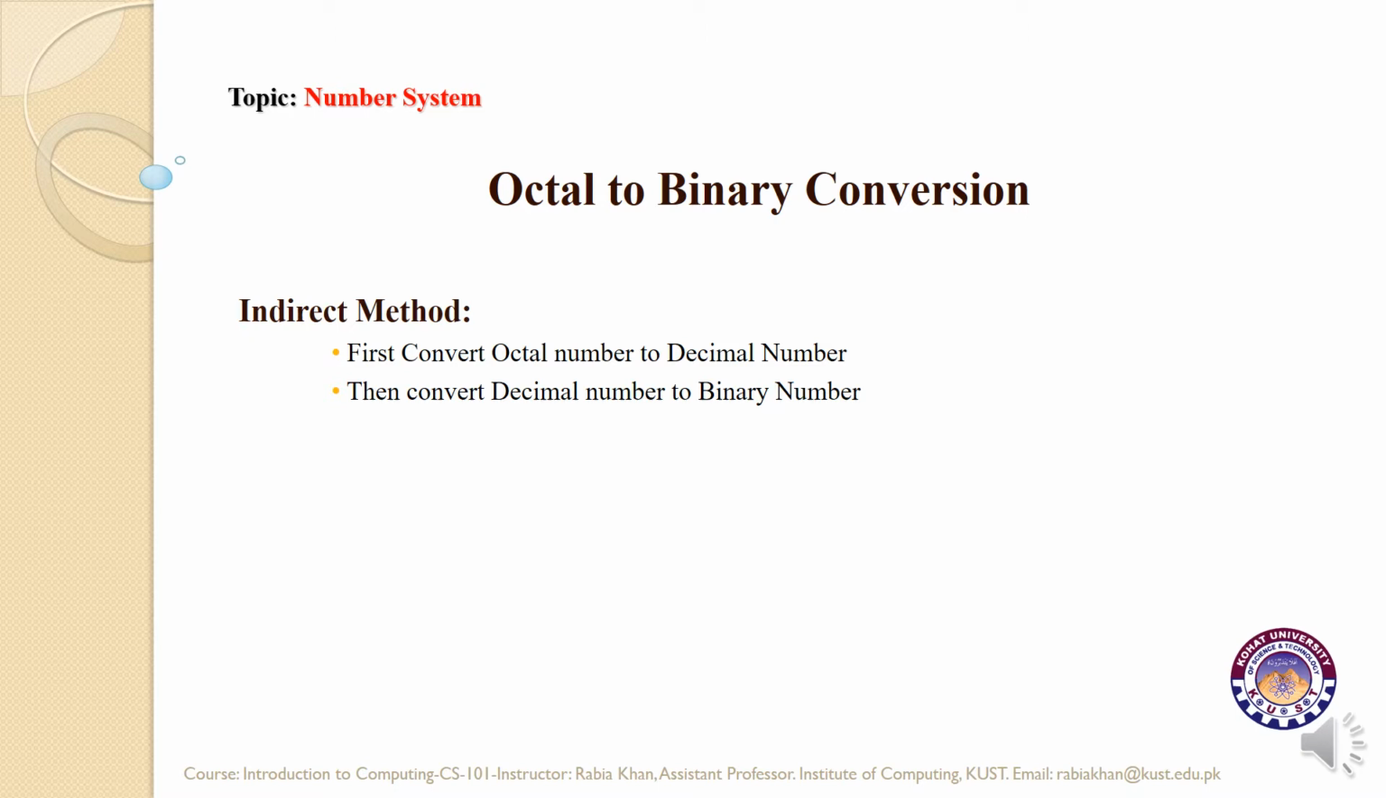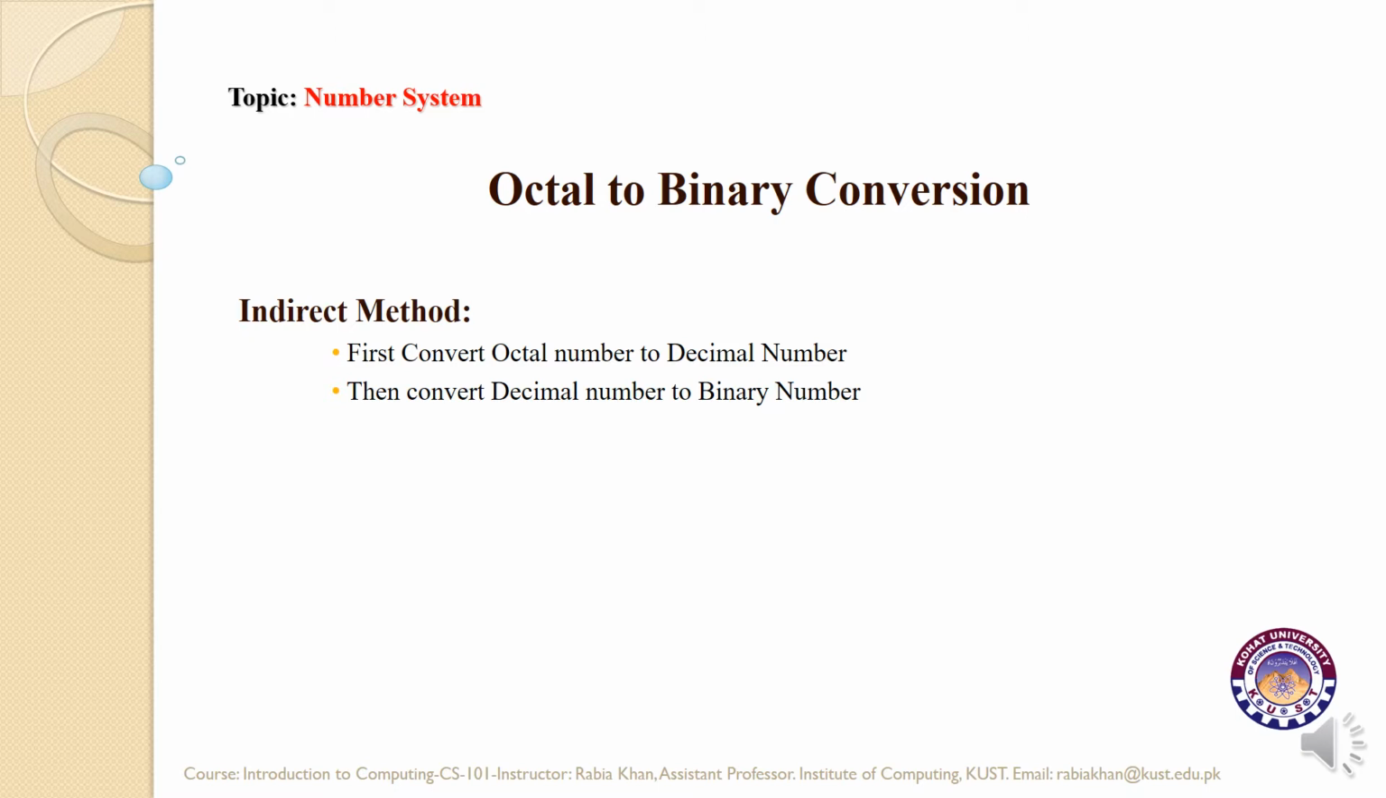So there are two techniques that you can follow for this type of conversion. We have an indirect method and also a direct method. It's up to you. Whatever method is easy or convenient for you, you can apply that. I'm going to discuss both the techniques here and also will be applying examples using these techniques. So let's see the indirect method for converting an octal number to binary number.